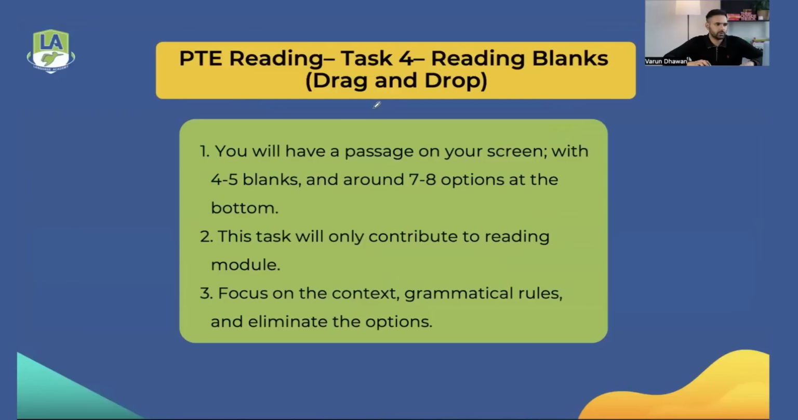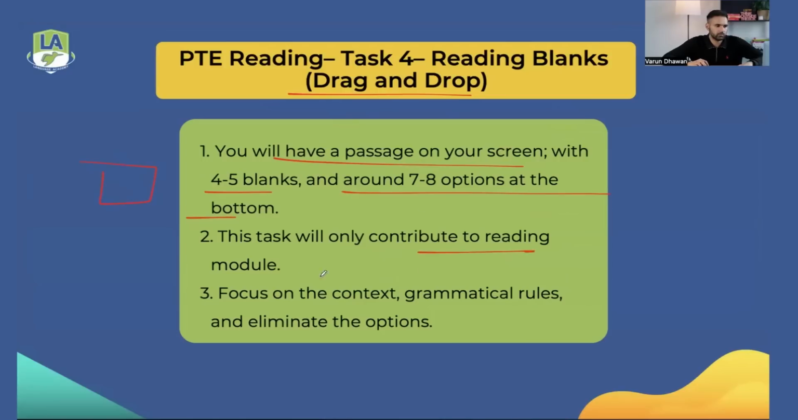So this was the third task. Now let's move on to the fourth task, which is an important task as well. The fourth task is pretty similar to the first task. These are called reading drag and drop blanks. What happens here, you'll get a passage on your screen with 4 to 5 blanks. You'll not have 4 options for each blank over here. Rather, you'll have 7 to 8 options at the bottom.